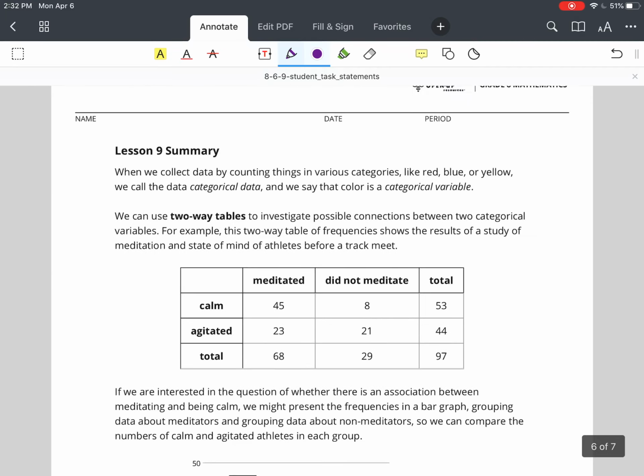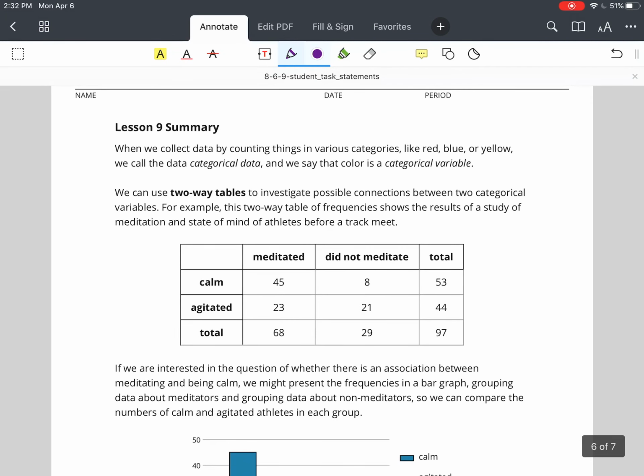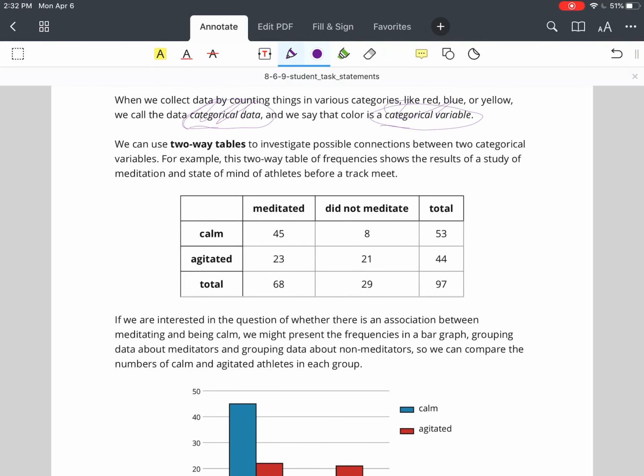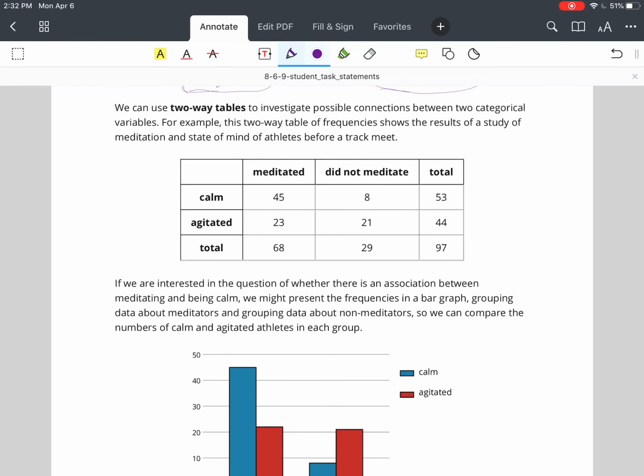No way. So, Lesson 9: when we collect data by counting things in various categories like red, blue, or yellow, we call that data categorical data. And we say that the color is a categorical variable. We can use two-way tables to investigate possible connections between two categorical variables. For example, this two-way table of frequency shows the results of a study of meditation and state of mind of athletes before a track meet.